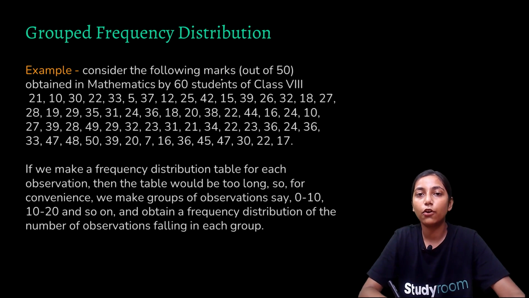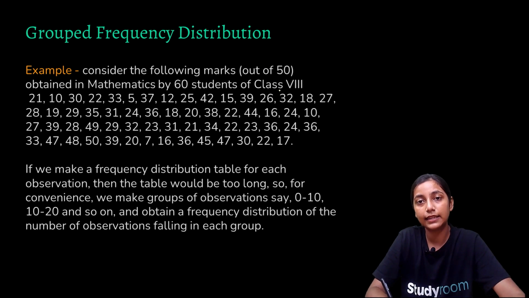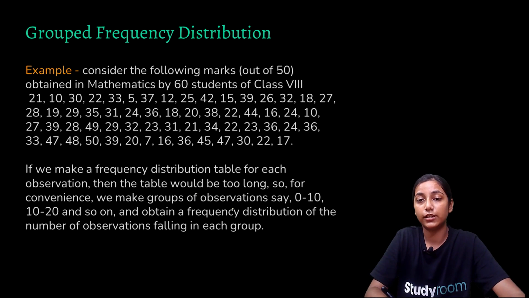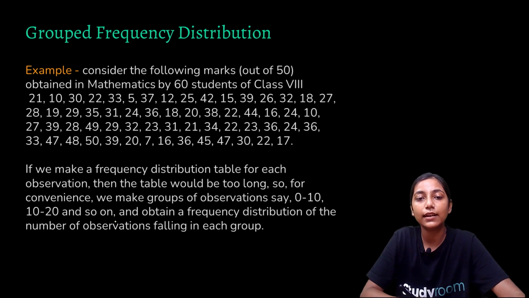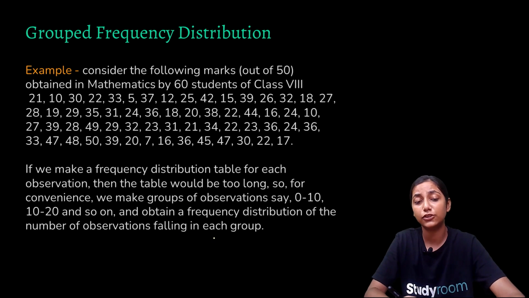Example, consider the following marks out of 50 obtained in mathematics by 60 students of class 8. All these are the marks that were obtained by the 60 students of a class 8 in mathematics, and these marks are out of 50. If we make a frequency distribution table for each observation, then the table would be too long. So for convenience, make groups of observations, say 0 to 10, 10 to 20 and so on, and obtain a frequency distribution of the number of observations falling in each group.